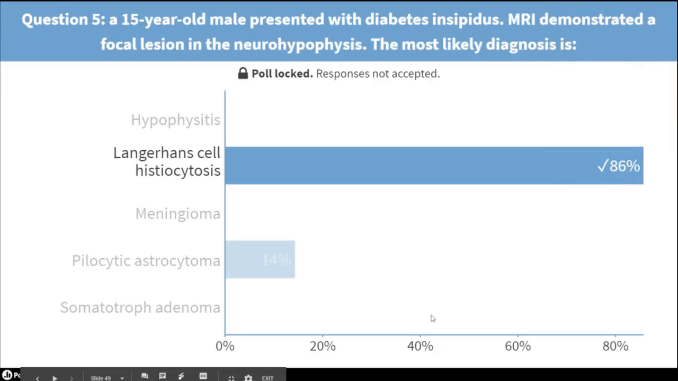Diabetes insipidus in a young patient with a neurohypophyseal lesion really is one of the classic presentations in medicine, and it's of Langerhans histiocytosis. Of course, other tumors can rarely be associated with that, but this is a really typical presentation. It's neurohypophysis and hypothalamus where you tend to see that.